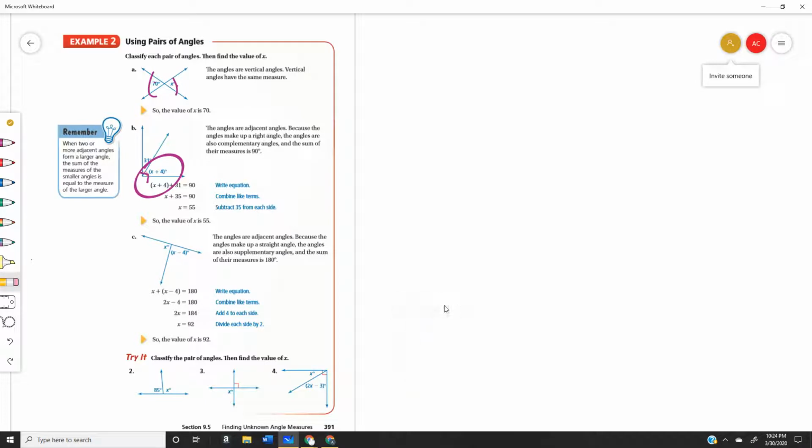Oh, there we go. Okay. And now let's go ahead and look at C. In C, they form a straight line. We see this straight line right here. They form a straight line. The measure of a straight line is 180 degrees. So these angles are supplementary.